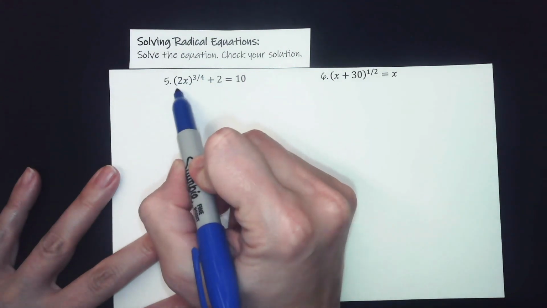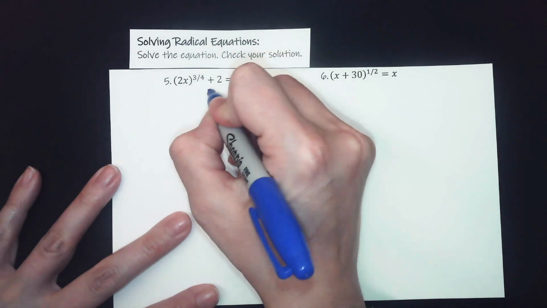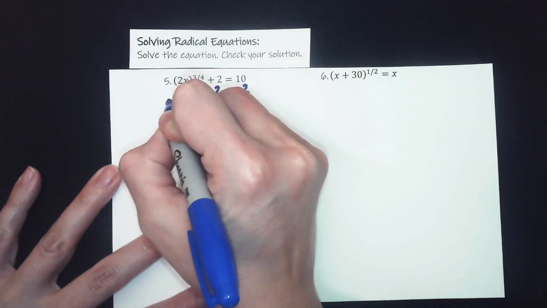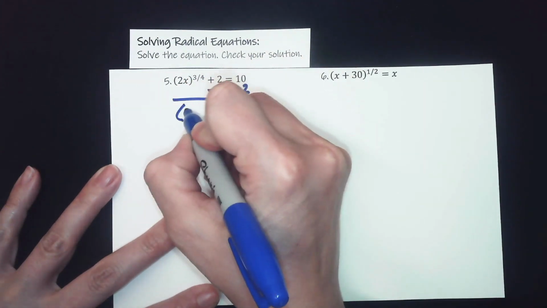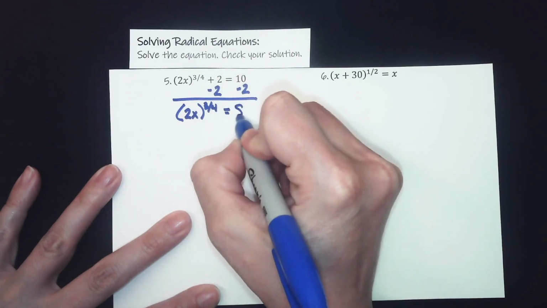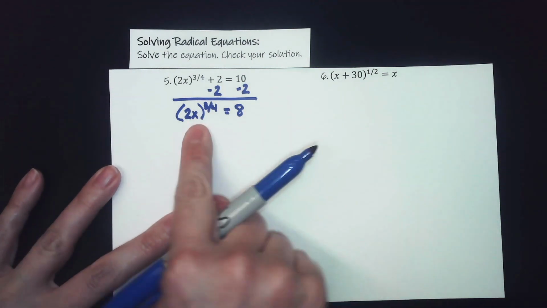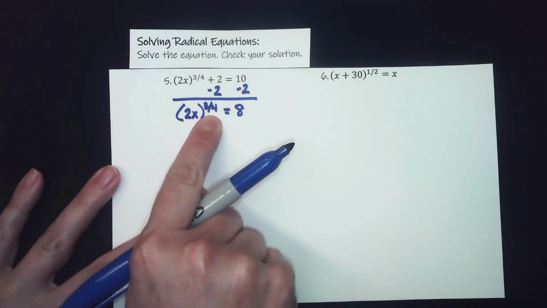I need this to be all by itself. So I need to get rid of this 2. So I'm going to subtract the 2 to the other side. So that leaves me with 2x to the 3/4 power equals 8. Okay? Now I need to get rid of the 3/4 power.